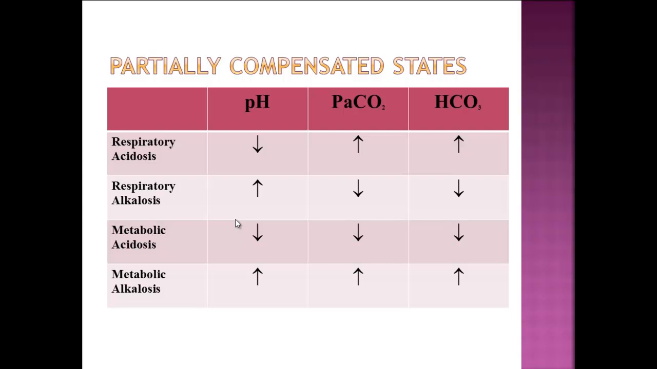Metabolic alkalosis, the opposite. We've got an elevated pH, elevated bicarb, and the PaCO2 elevating in a manner to bring that pH back down. So these are partially compensated states, with the arrows showing you what you should see in those levels to let you know what it is and what is compensating.